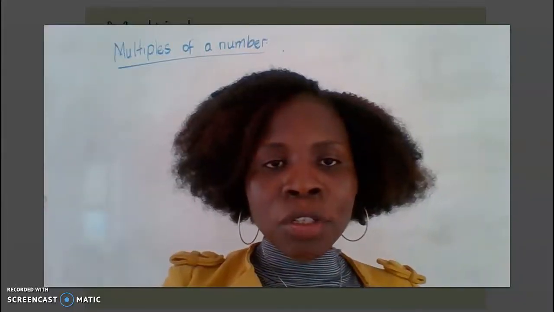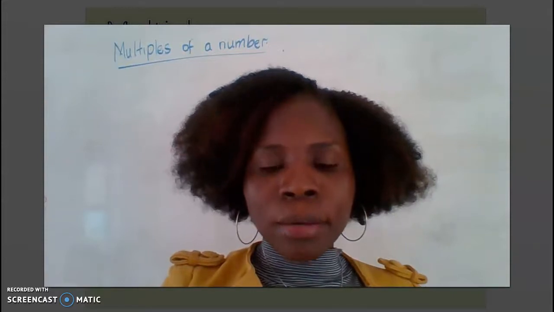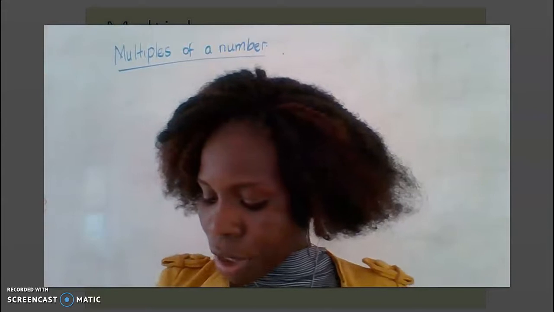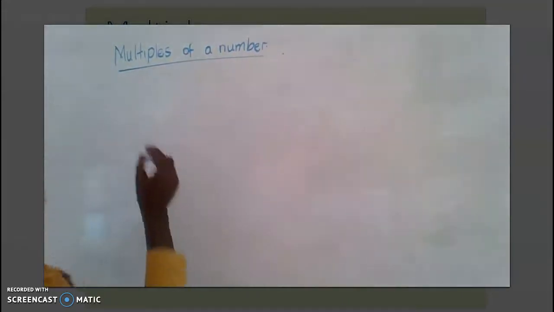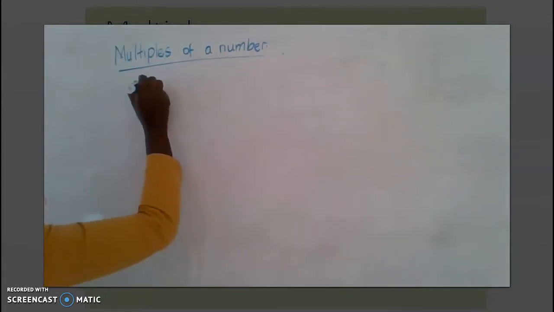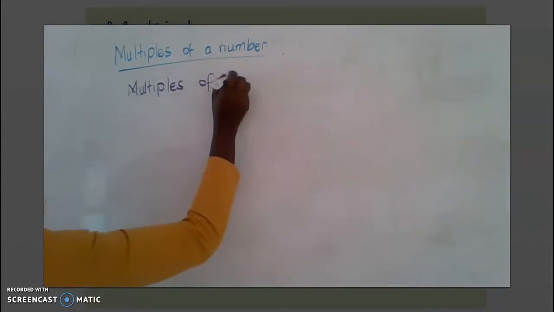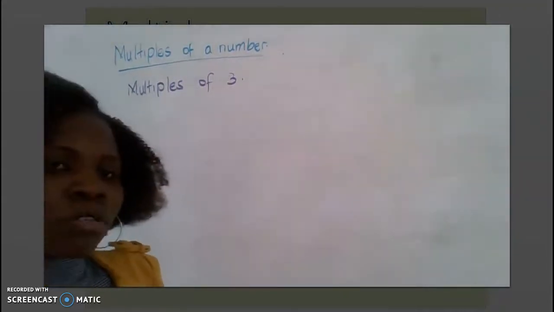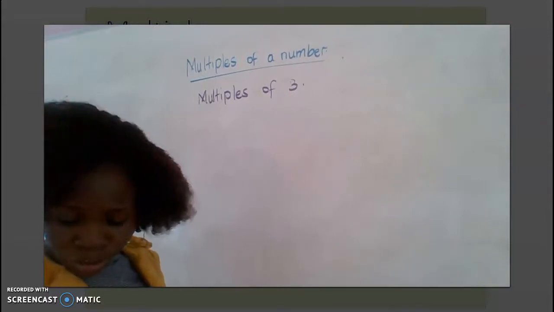Good. So we are here to look at multiples of a number. For example, I'll take number 3. So we want to look at multiples of 3. How do you find multiples of 3? Get your 3 and use it to multiply. Every number you multiply with 3 will give you a multiple.